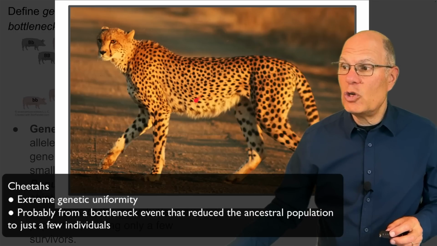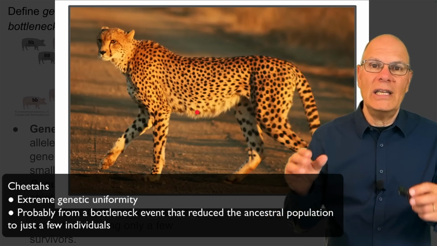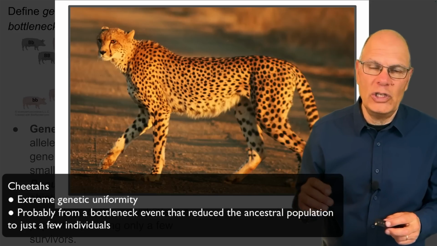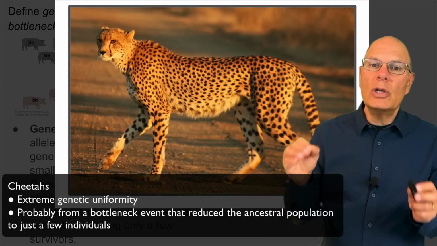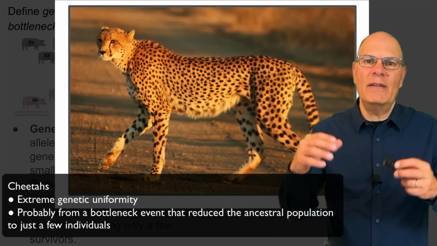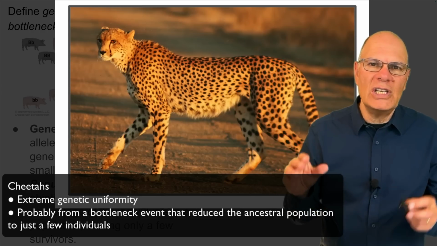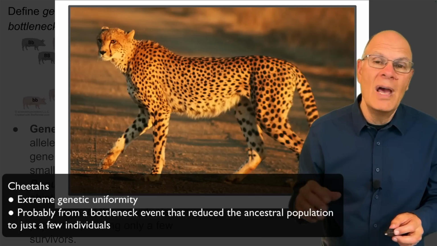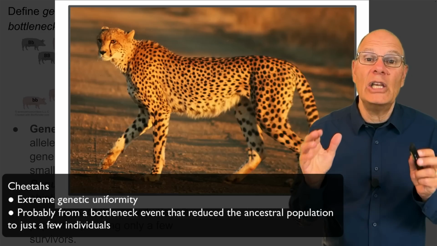The reason why I have a picture of a cheetah here is that cheetahs are extraordinarily genetically uniform. It's as if all cheetahs are practically identical twins, or at least very close siblings. Based on genetic analysis, it looks like the cheetahs underwent some enormous population bottleneck, maybe a viral infection or something like that, that wiped out almost all of the cheetahs down to only a few individuals. They repopulated from those few individuals, but as a result, many alleles were lost, and they're highly genetically uniform.